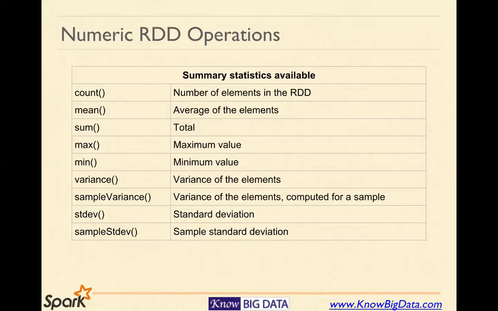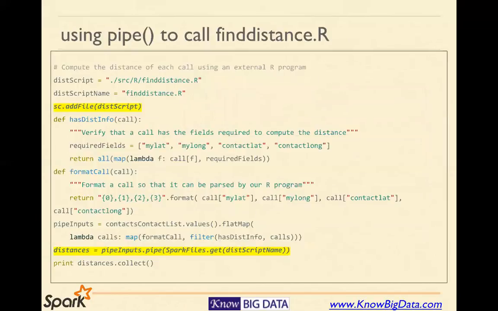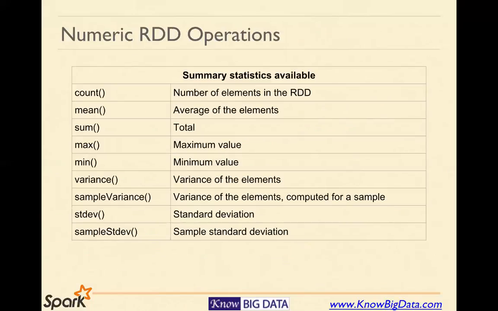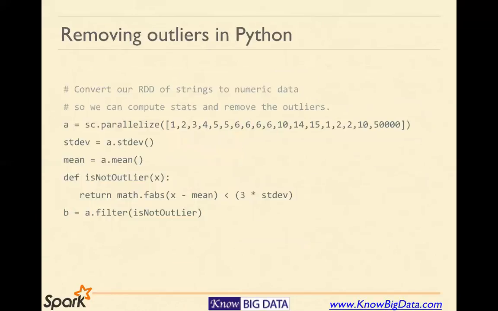So sometimes you may want to call the R program. In that case, you can do sc.addFile, and this script will be made available in the same local folder. So you can load this file and execute it then and there as part of flat map, filter, or any other thing. Then there are numeric RDD operations like count, mean, sum, max, min, variance, and so on. You can use those. For example, here we are trying to figure out the outliers.